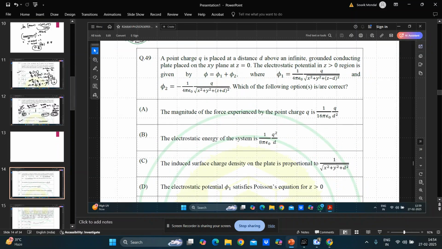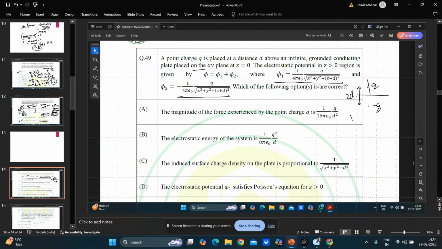Okay, now this problem. A point charge Q is placed above an infinite grounded conducting plane. So this is the usual image problem which you do. The upper region potential phi 1 is this one, and for the lower region, for the image charge, the potential is this phi 2, and the total potential is phi 1 plus phi 2. So which of the options are correct? Okay. So this is Q, this is minus Q, and the distance between them is 2D. So what is the force?